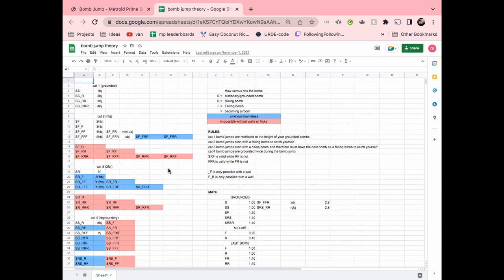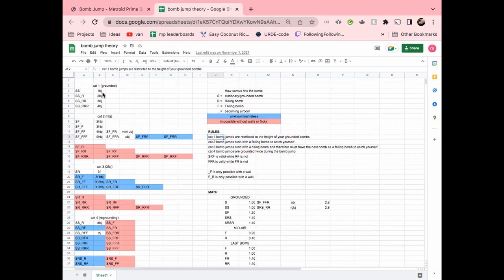And your last 2 bombs especially are what can make or break where your extra height can come in and how these are structured. There's rules for each category. By category, family, each one of them will have specific rules for them. Let's start with category 1 bomb jumps.